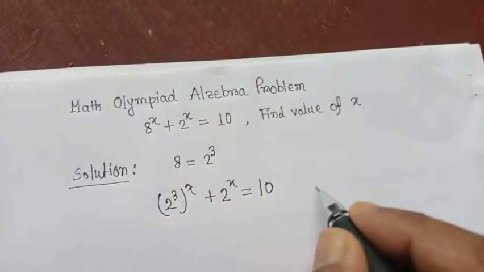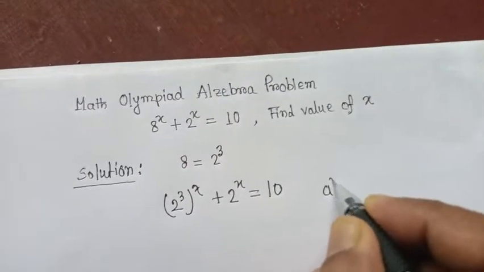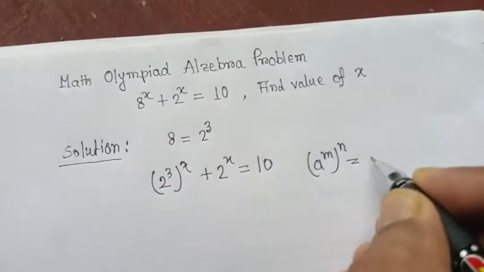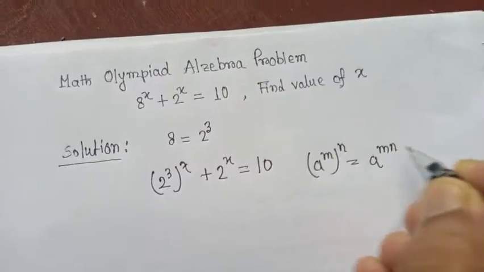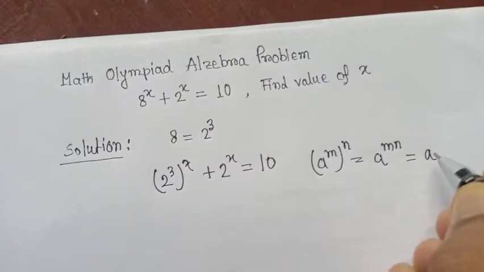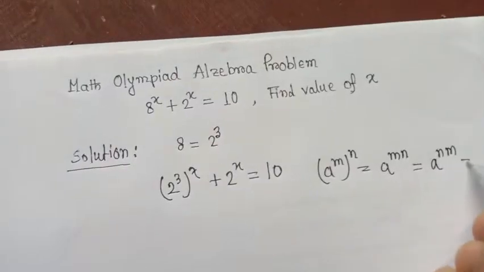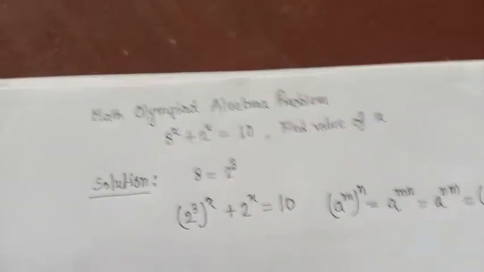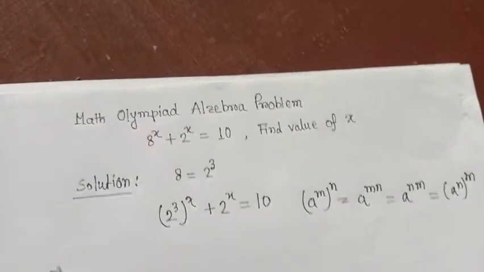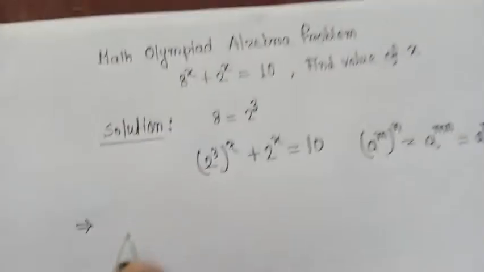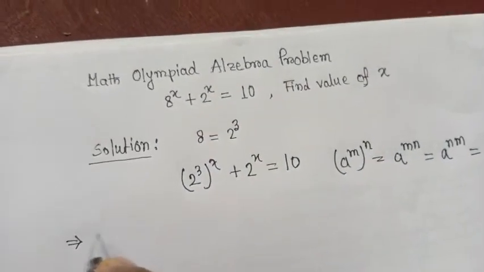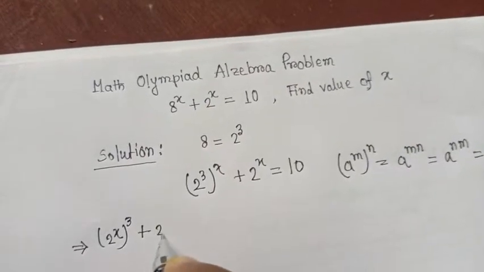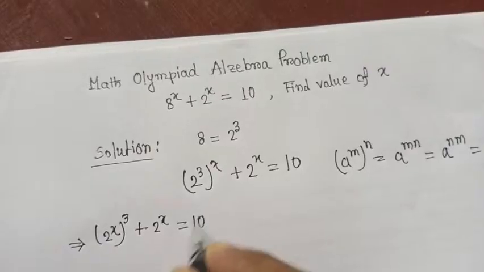Now we know the formula: a to the power m to the power n equals a to the power mn, which equals a to the power nm, which equals a to the power n to the power m. So the equation becomes 2 to the power x to the power cube plus 2 to the power x equals 10.